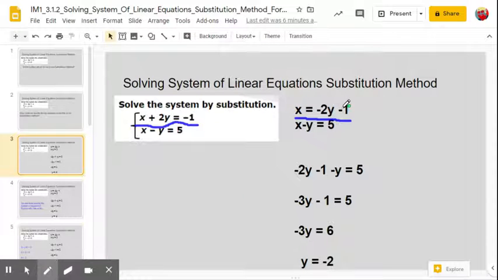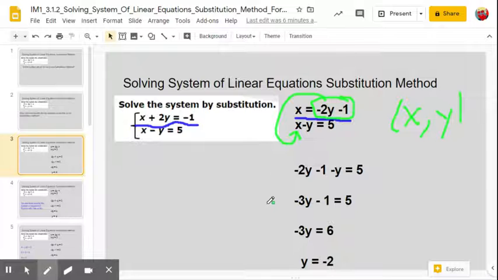x equals -2y minus 1. So I'm going to take the -2y minus 1, and I'm going to substitute it in for this x. The reason why we can do that is we know that the point of intersection, x comma y, is the ordered pair where they intersect. And for both equations, x equals x and y equals y at that point of intersection.